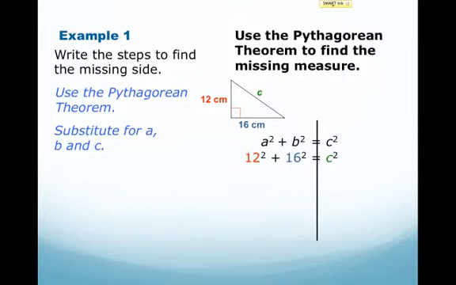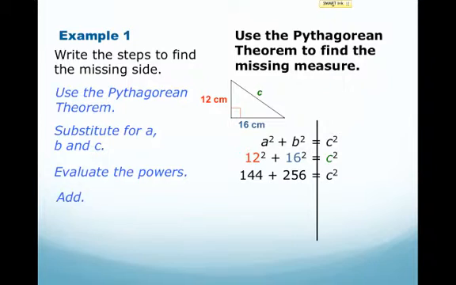So when I do that, I should get 12 squared plus 16 squared equals c squared. Remember, 12 times 12 is 144, and 16 times 16 is 256. So I should get 144 plus 256 is c squared. 144 plus 256 is 400, so I'm going to get 400 equals c squared.